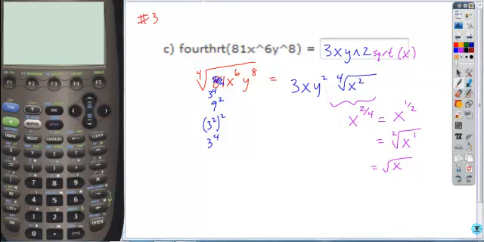Okay, because, like I said, it's possible to use the calculator. The difficulty comes in interpreting what the calculator displays. Because if I was to write the 4th root here, what I might do is write the entire value inside the radical, so 81 x to the 6th times y to the 8th. Close that off and take it all to the power of 1 over 4. Again, that's just converting it into rational power form.